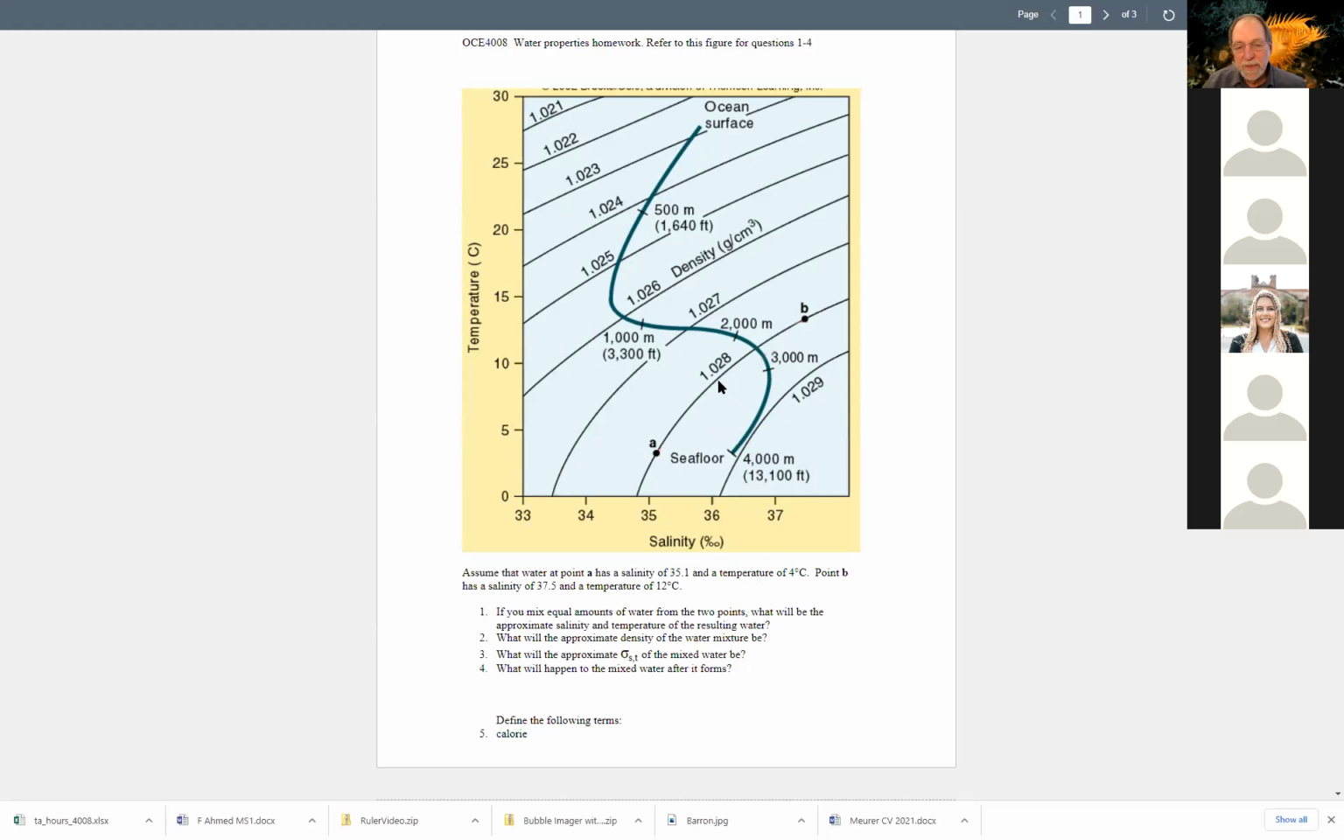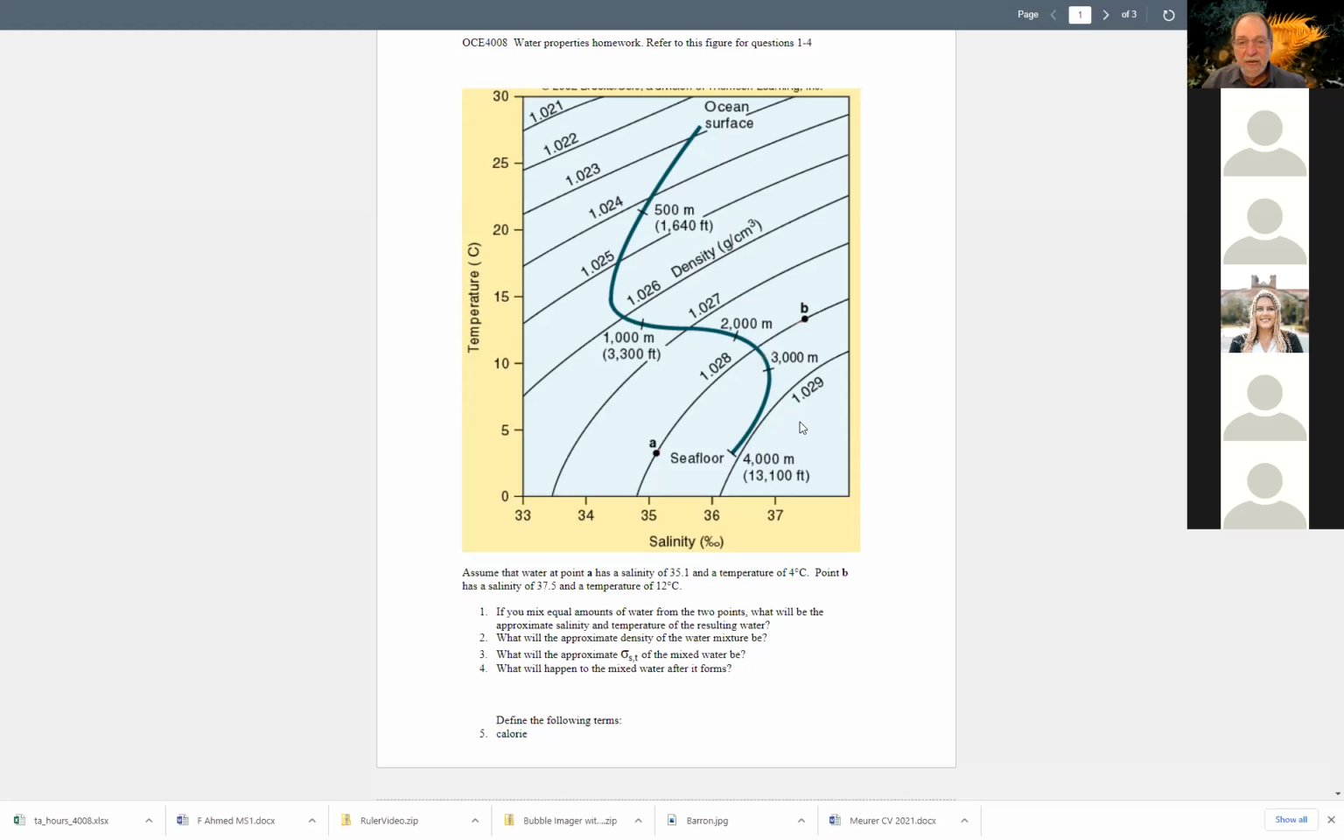What would the density of that water be? Well, it would be somewhere between 1.028 and 1.029, probably 1.0285 or 84, something like that. I accepted that. And what would the approximate sigma t be? Well, you take that number and subtract 1,000 from it, and that gives you a value of about 28. And then what would happen to the mixed water after it forms? Well, we discussed that in class. That's going to sink.